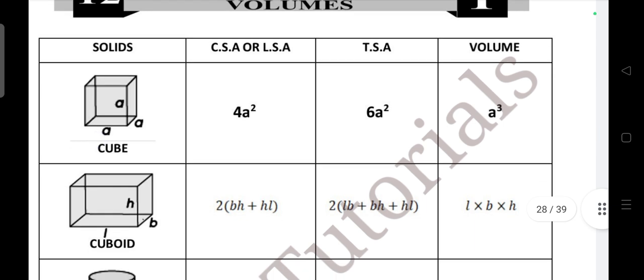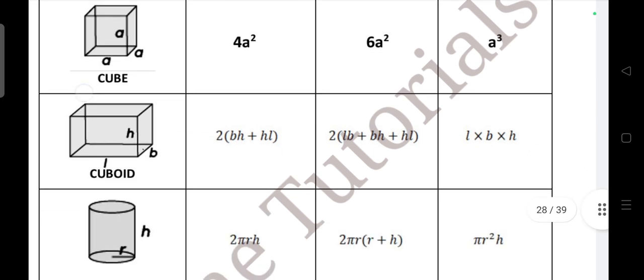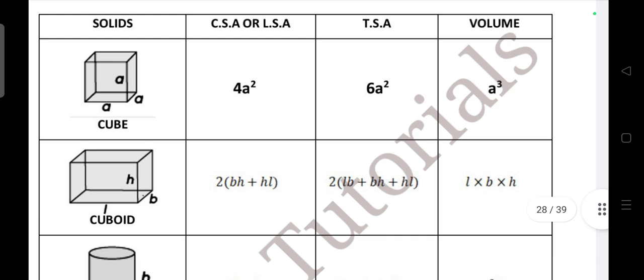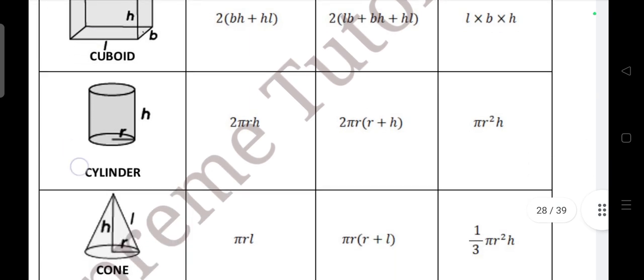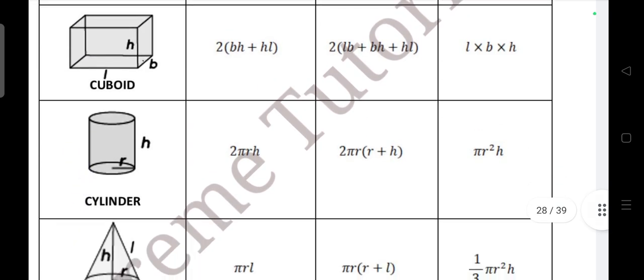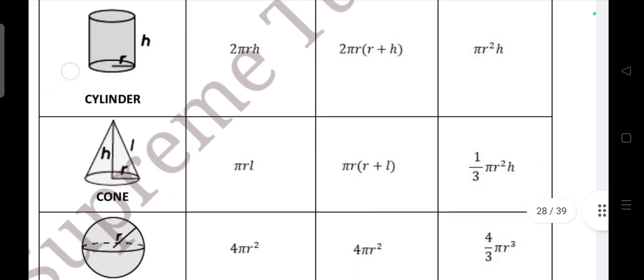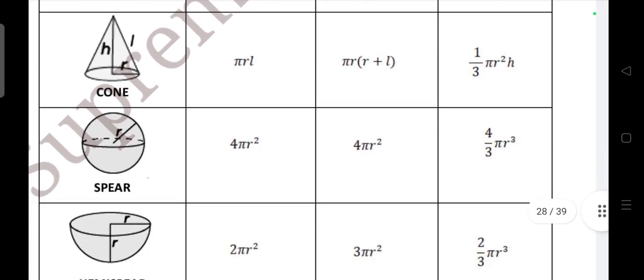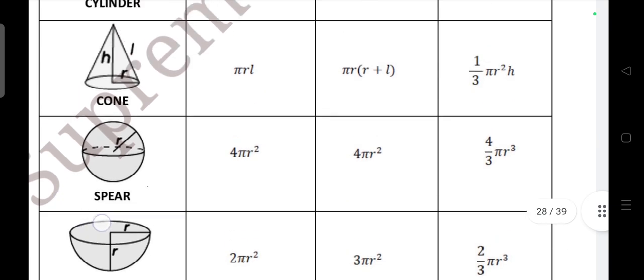Then for a cube, CSA is 4a square, for a solid cube TSA is 6a square, volume of cube is a cube. Then CSA of cuboid is 2 into BH plus HL, TSA is 2 into LB plus BH plus HL, volume of cuboid is L into B into H. Then CSA of cylinder is 2 pi r h, TSA is 2 pi r into r plus h. Then volume of cylinder is pi r square h. Then cone: pi r l, pi r into l plus r, and 1 by 3 pi r square h. Then for sphere and then for hemisphere. These are very important questions.